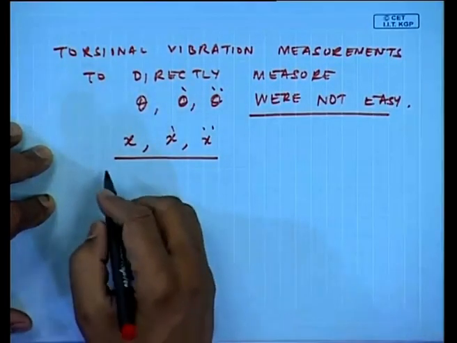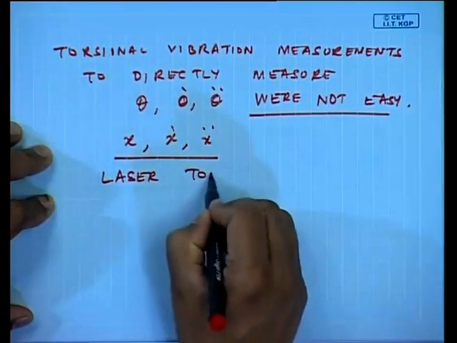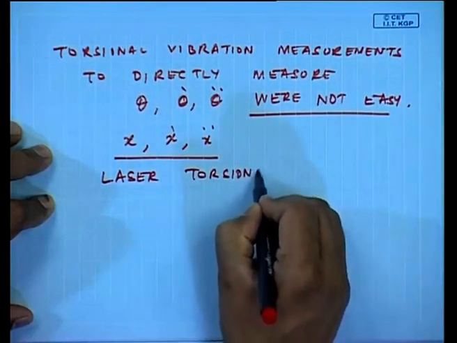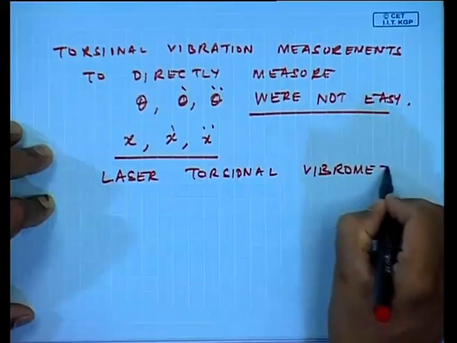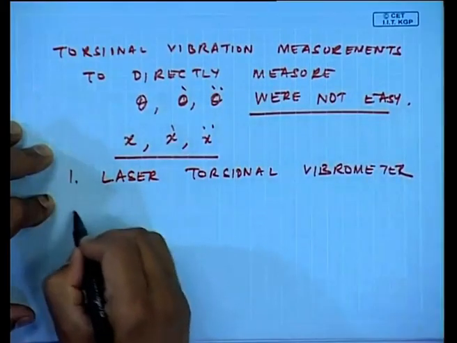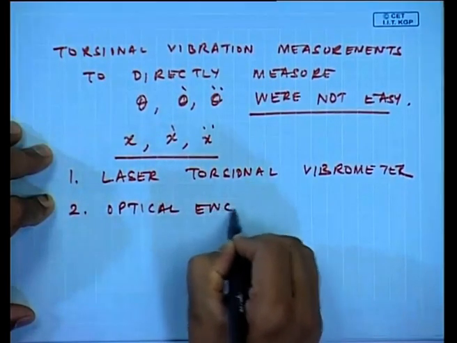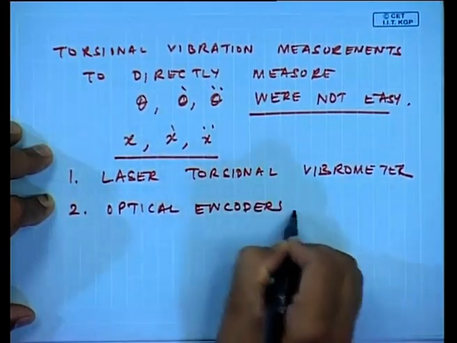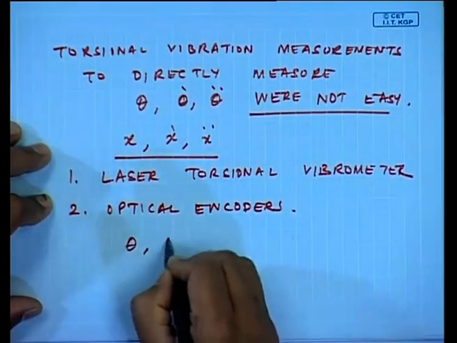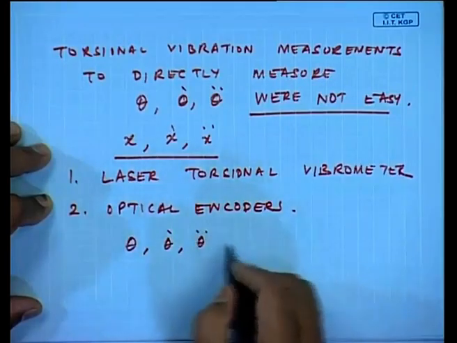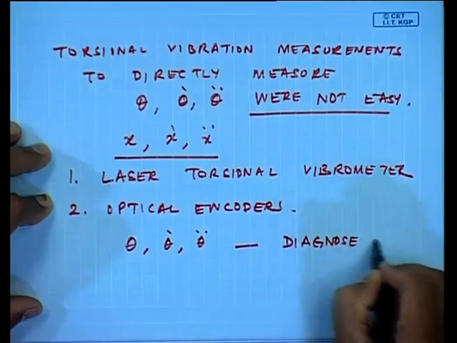However, lately with the use of laser torsional vibrometers, and with the use of optical encoders, it has been very easy to measure theta, theta dot, theta double dot, and then diagnose the fault.